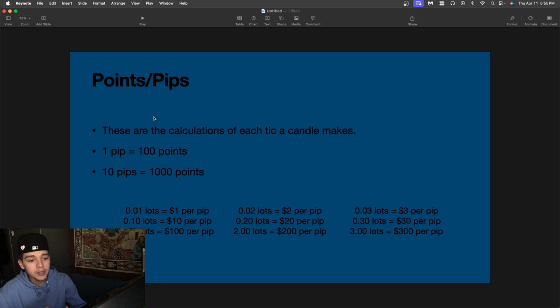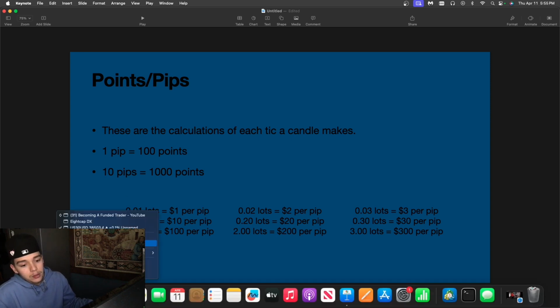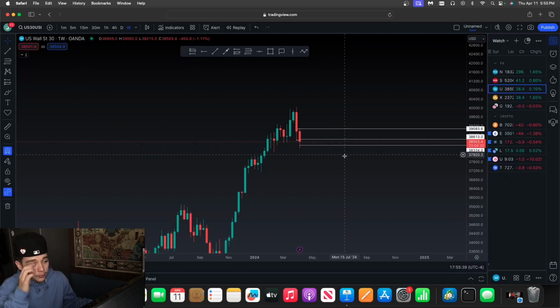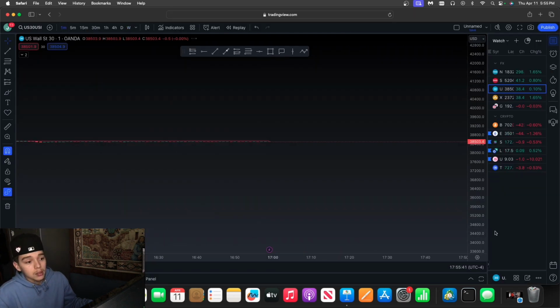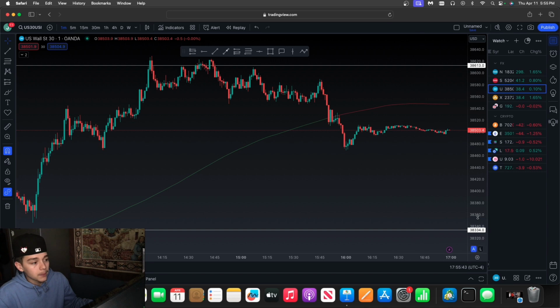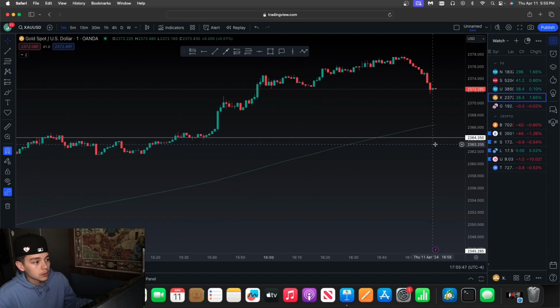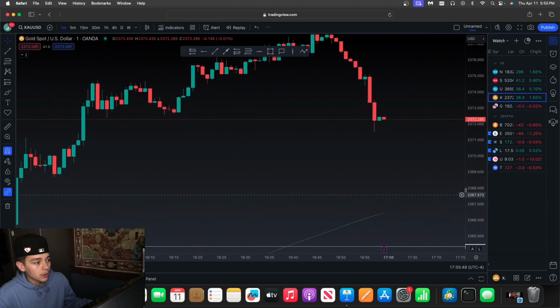Okay, points and pips. These are the calculations of each tick a candle makes. Okay, 1 pip equals 100 points. Let me show y'all what I mean by tick or a pip. So let's go to TradingView. Let's go to the minute chart.